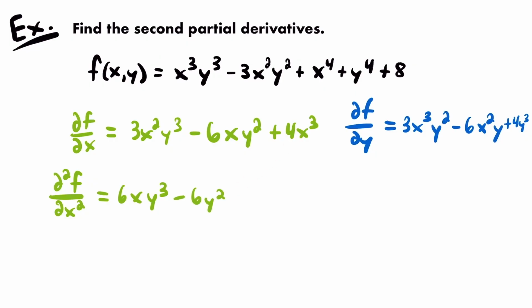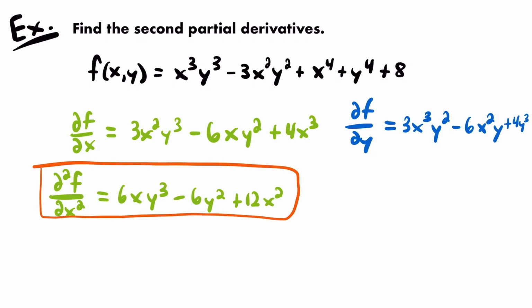And then for the last term here, we have 4x cubed. You can find the derivative of that using the power rule. So we get plus 12x squared. And that right there is the second partial derivative, where you take a partial derivative with respect to x twice.